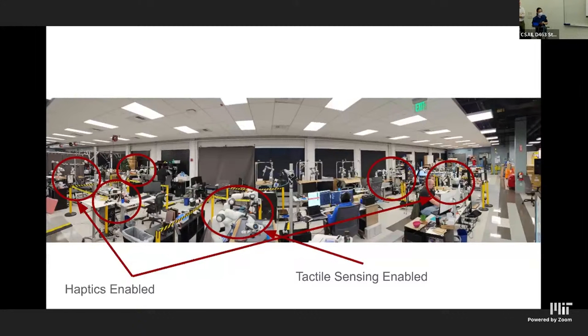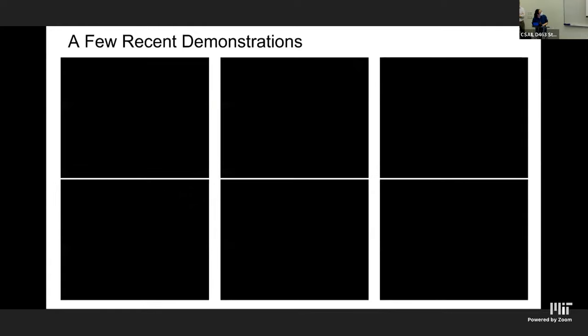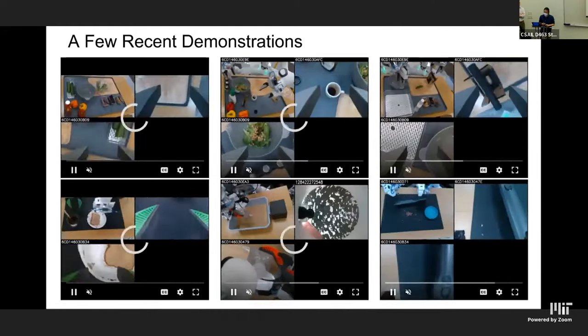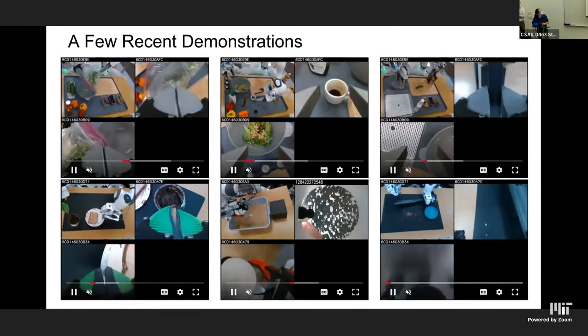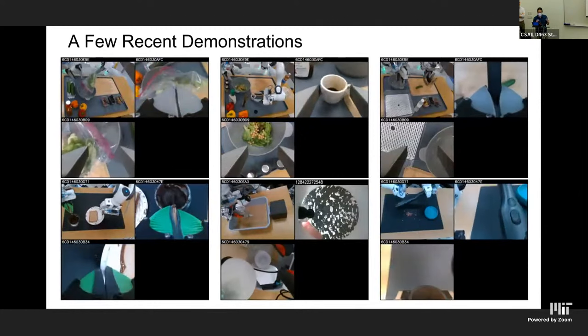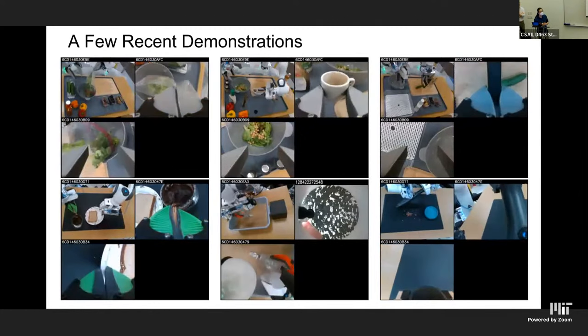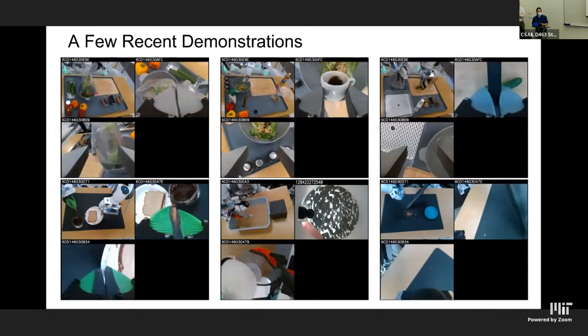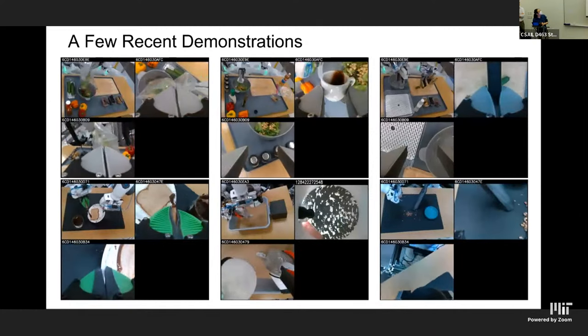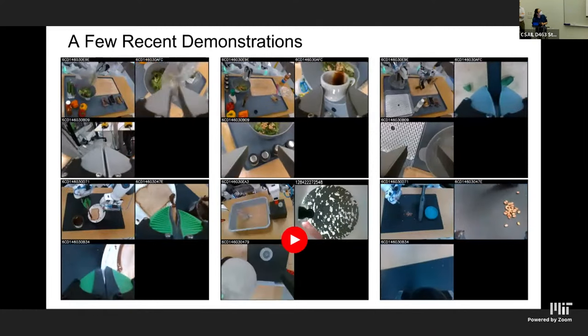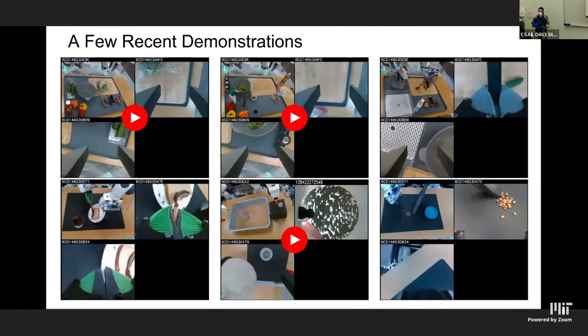And the rest of the stations are controlled through space mouses. They're kind of like a 3D positional input device. So just to give you a sense of what we have been data collecting so far, these are a few examples of data from somewhere later half of November till last week. As you can see, we're working mostly in the kitchen domain.